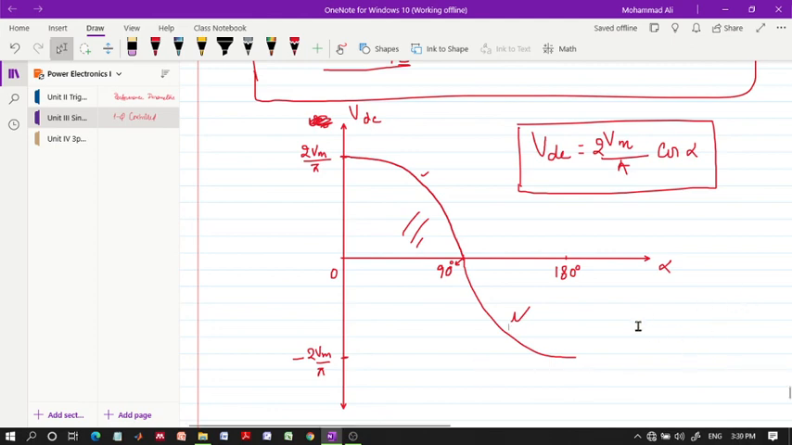We can just see over here that this operation is in two quadrants. If we talk about the output current and output voltage, in this zone the voltage is positive and current is positive, then voltage negative and current positive. Having two zones, so this is two-quadrant operation.